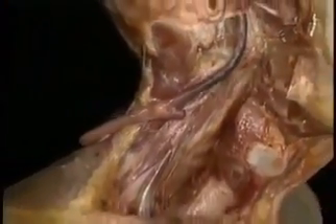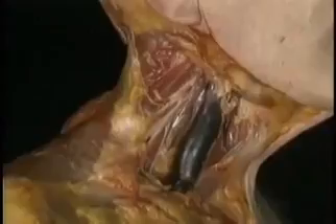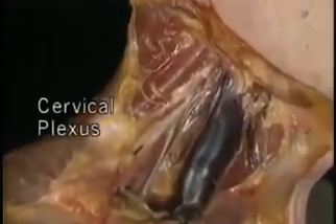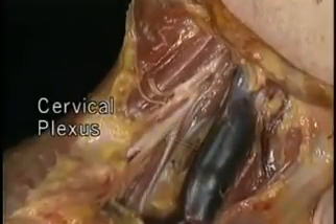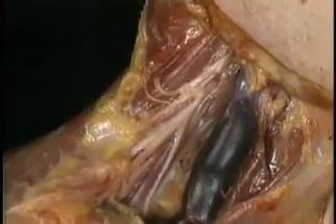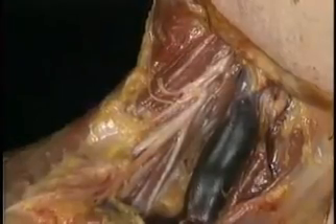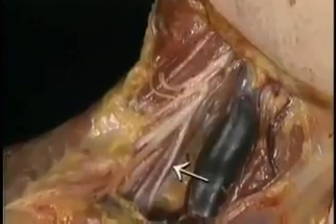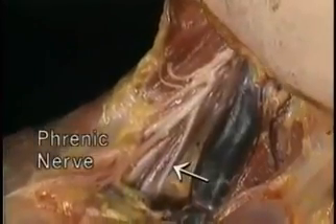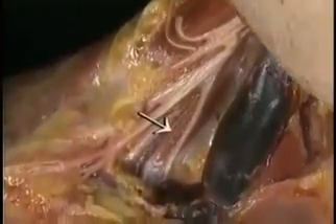Now we'll move on to look at the cervical plexus. To see it, we'll look at a dissection in which only the skin and subcutaneous tissue have been removed. Here's the cervical plexus. It's formed from the anterior roots of C1, 2, 3, and 4. These emerge in front of the middle scalene muscle. Most of the branches of the plexus run laterally. This one runs straight downwards. It's the phrenic nerve. The phrenic nerve runs downwards into the thorax on the front of the anterior scalene muscle to innervate the diaphragm.